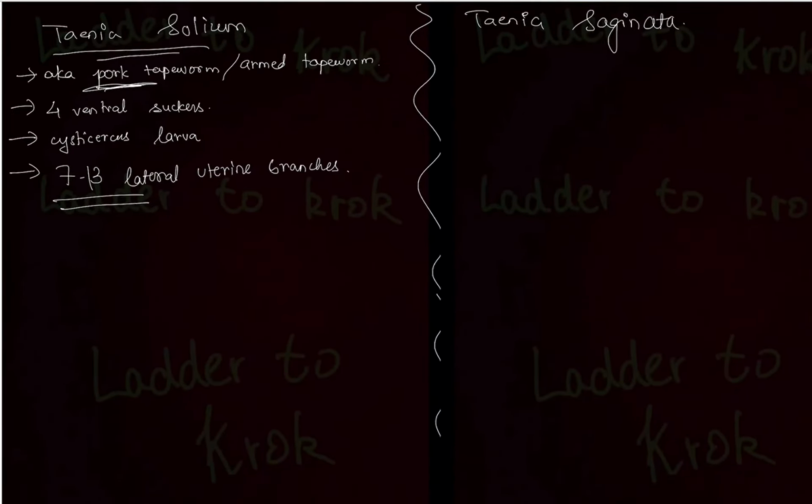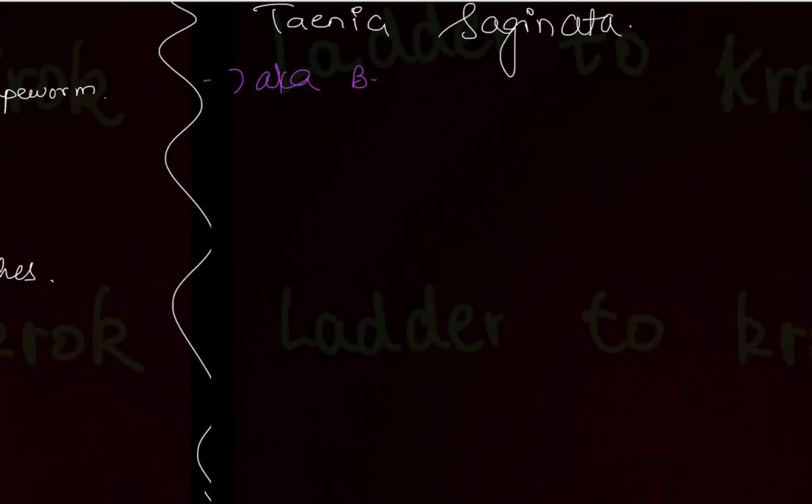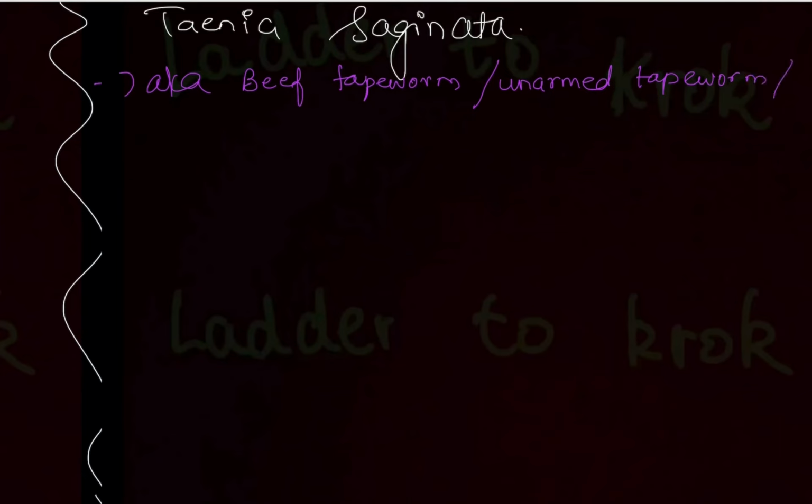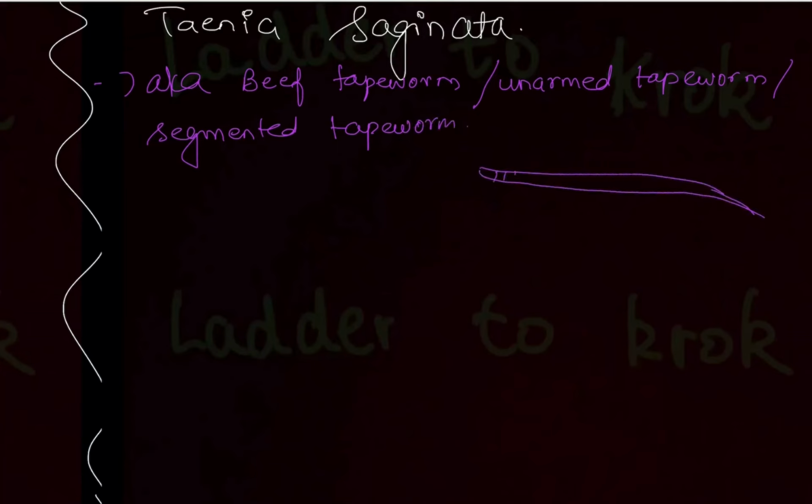For Taenia saginata, write down, it is also known as beef tapeworm because it is caused by eating beef. The next is, it is also known as unarmed tapeworm. Taenia solium was armed tapeworm. Taenia saginata is unarmed tapeworm. And very important, it is also called segmented tapeworm. Now it is said to be segmented because it has segments. Suppose this is the worm. So like this, it will have segments in it, okay? And the only segmented helminth is this Taenia saginata as for the Krok exam.